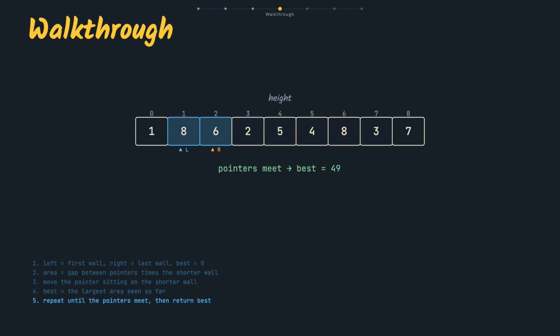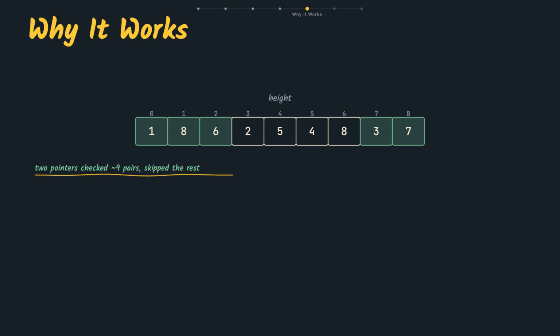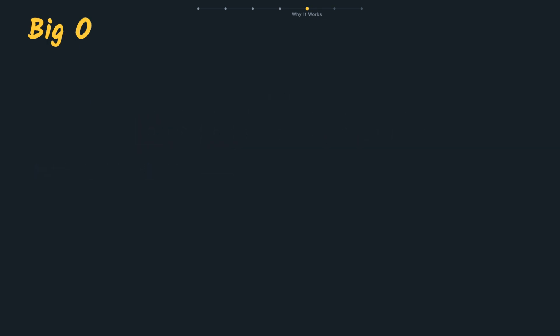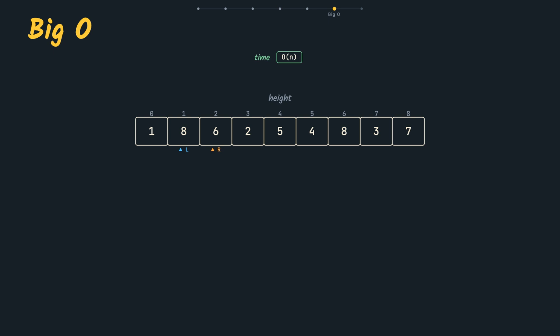From here the left wall stays tallest, so the right pointer keeps stepping inward. The gap shrinks, a few pools come close, but none ever beat 49. Then the pointers meet. Notice what we did. We never measured most of those pairs. Each move threw out a whole batch of worse containers at once. The 2 pointers only ever step toward each other, and each wall gets visited once. The time grows in step with the input. And we only kept 2 pointers and 1 best value. That memory never grows, no matter how long the input gets.